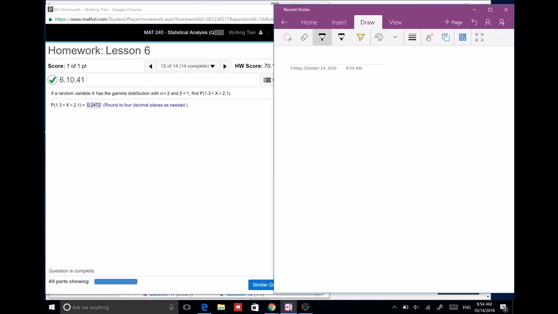Number 12 is a beta distribution. So you just use the beta distribution formula. f(x) equals 1 over beta to the power alpha, gamma alpha, times x to the alpha minus 1, and e to the negative x over beta.